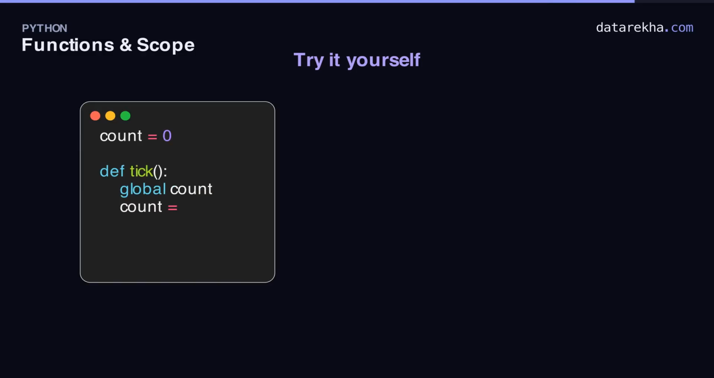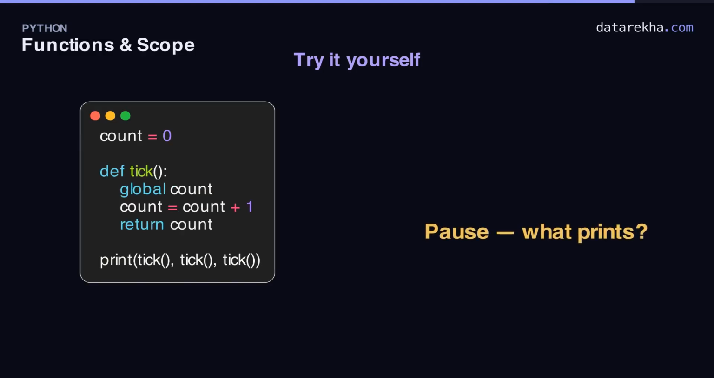Your turn. tick uses global count, adds 1 to it, and returns it. We call it three times in a row and print the results. Pause the video. Ask yourself, does global count really change each time, or does each call reset it? Predict the three numbers.